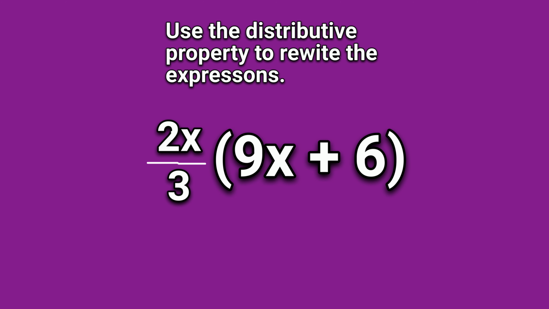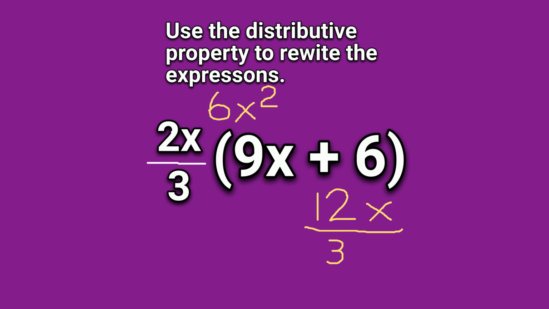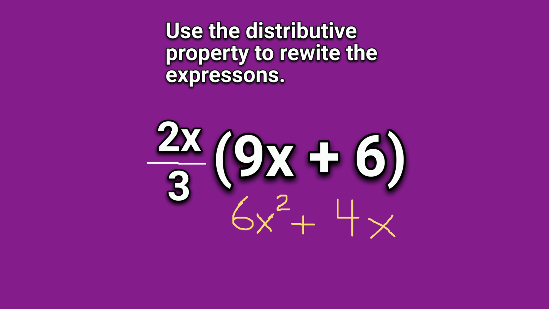To rewrite the expression 2x over 3 times the quantity 9x plus 6 using the distributive property, first multiply 2x over 3 by 9x. Multiply the numerators together to get 18x squared, and then divide by 3 to simplify, which gives you 6x squared. Next, multiply 2x over 3 by 6. This multiplication gives 12x in the numerator, and when you divide by 3, you get 4x. Finally, combine these two results. The expression simplifies to 6x squared plus 4x.